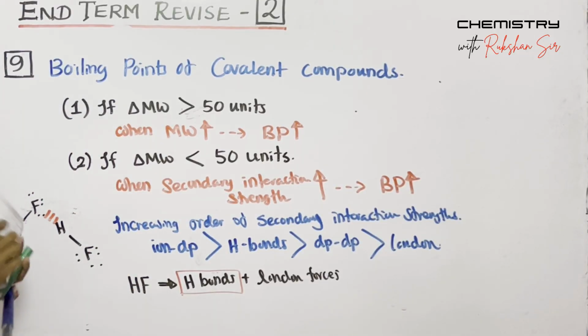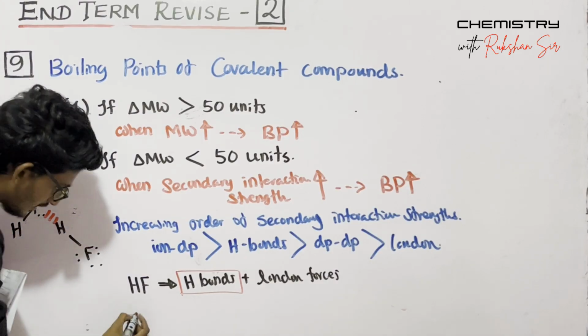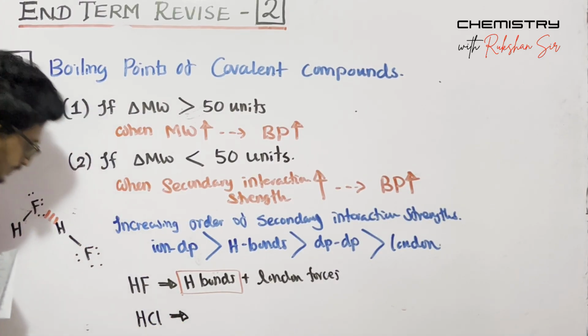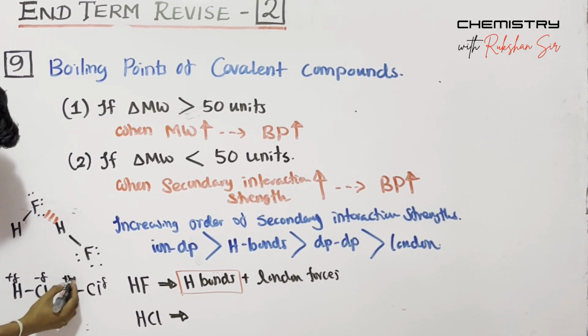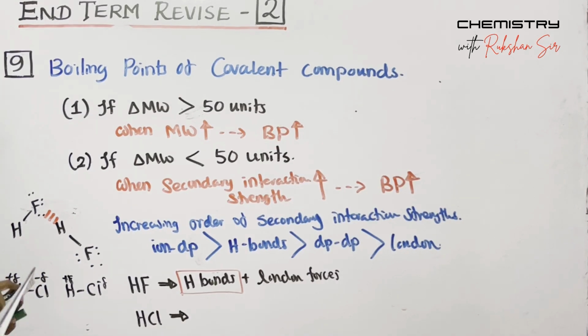But when it comes to HCl, it is this kind of molecule. This is delta negative, this is delta positive, a polar molecule. So HCl molecules are attracted through dipole interactions. Cl can't act as a lone pair donor for hydrogen bonding, so this is just a dipole interaction.